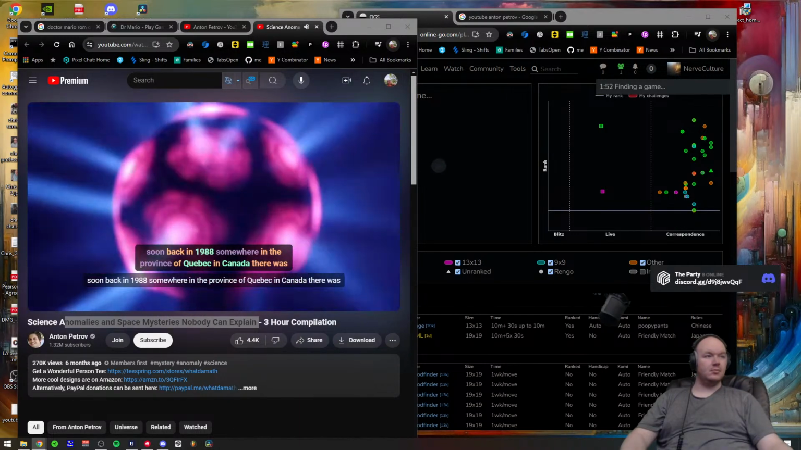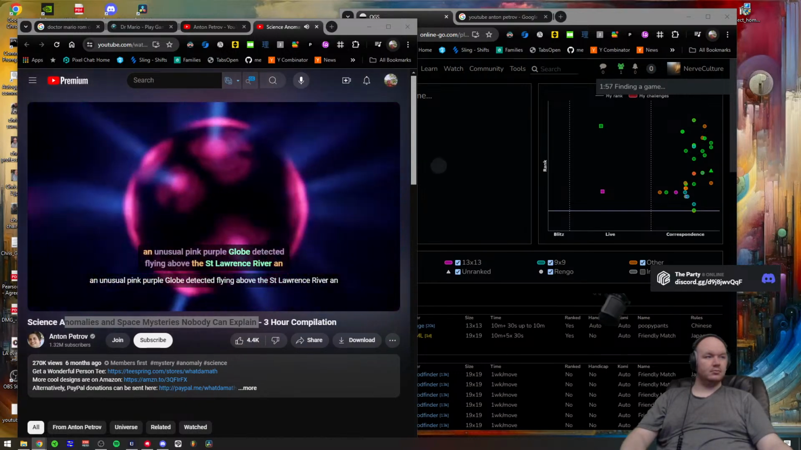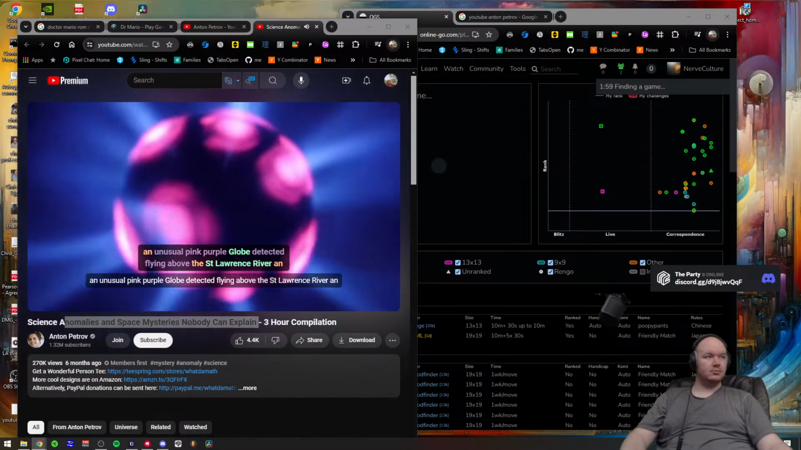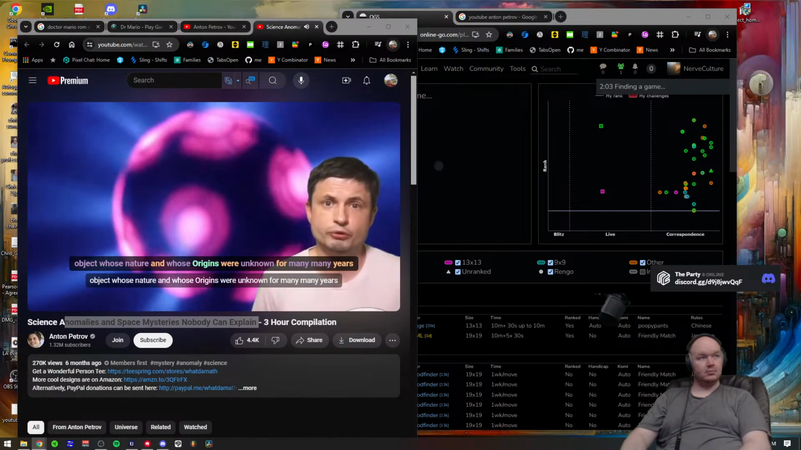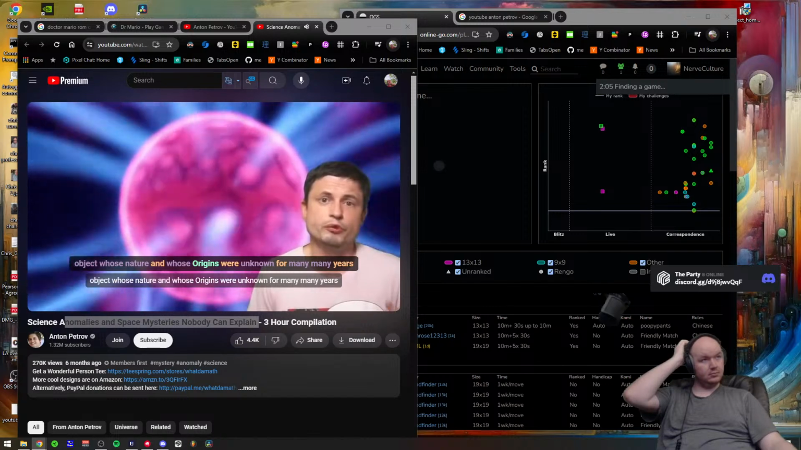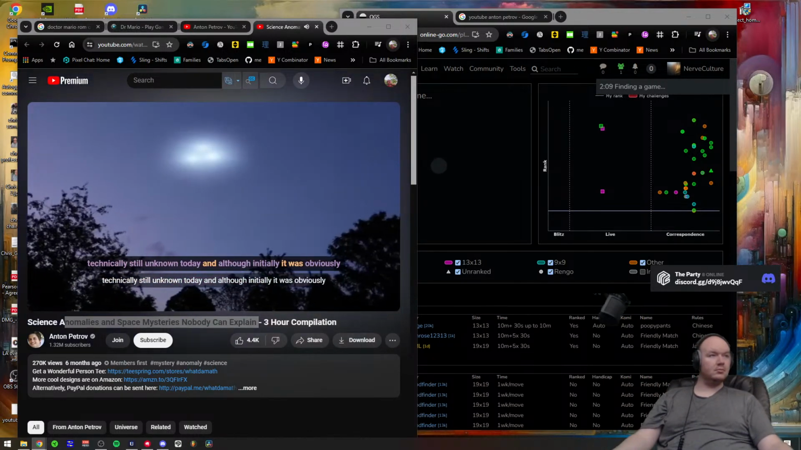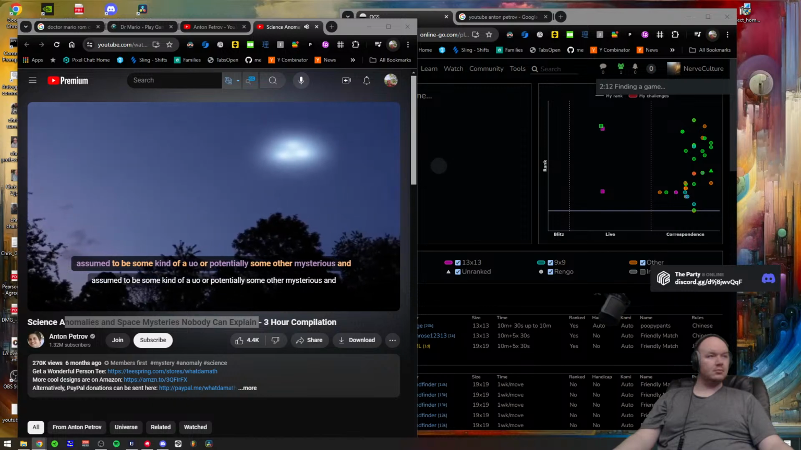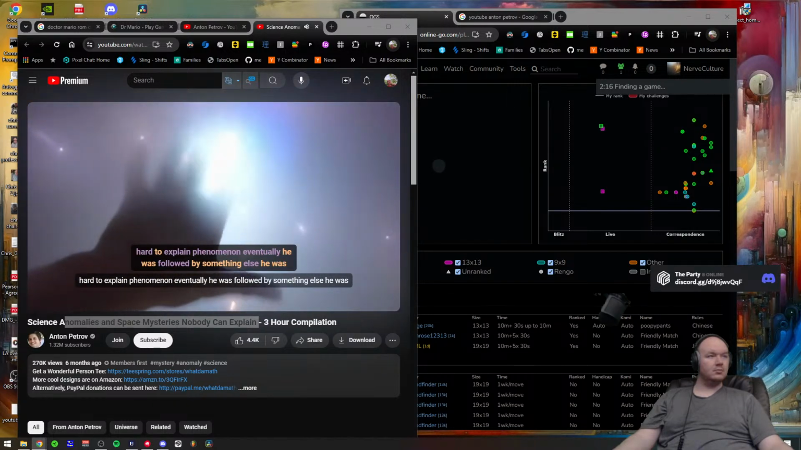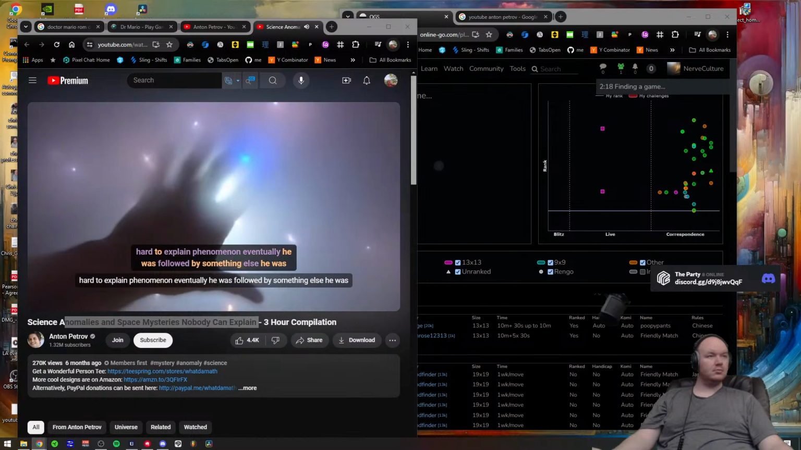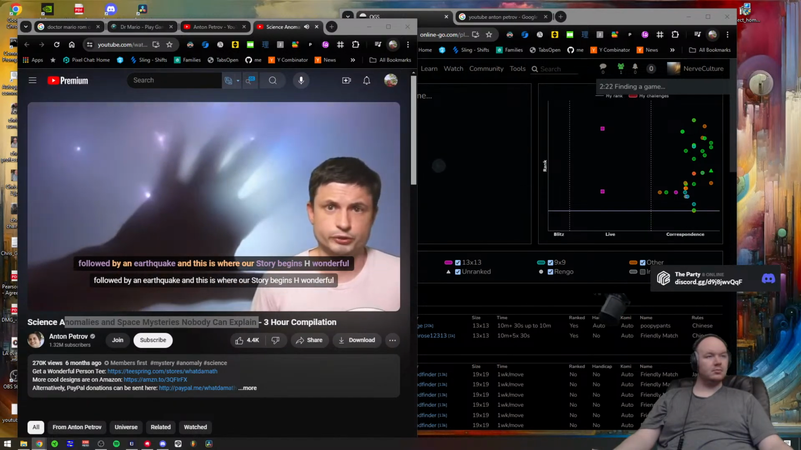Back in 1988, somewhere in the province of Quebec in Canada, there was an unusual pink-purple globe detected flying above the St. Lawrence River. An object whose nature and whose origins were unknown for many years, technically still unknown today. And although initially it was obviously assumed to be some kind of a UFO or potentially some other mysterious and hard to explain phenomenon, eventually it was followed by something else. It was followed by an earthquake. And this is where our story begins.